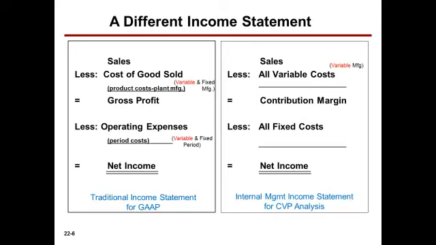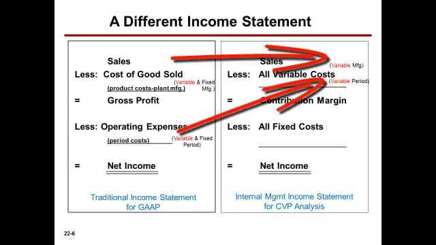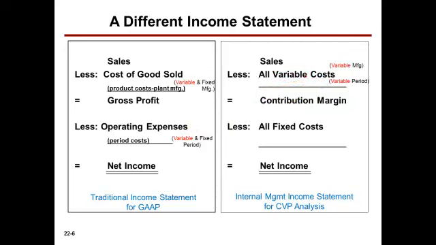Now, I just want to emphasize that our new income statement takes the variable manufacturing costs from the plant and combines this with the variable period costs to arrive at total variable costs. The new statement does not care to keep product costs together. All variable costs, no matter where their origin, are combined on the new statement.